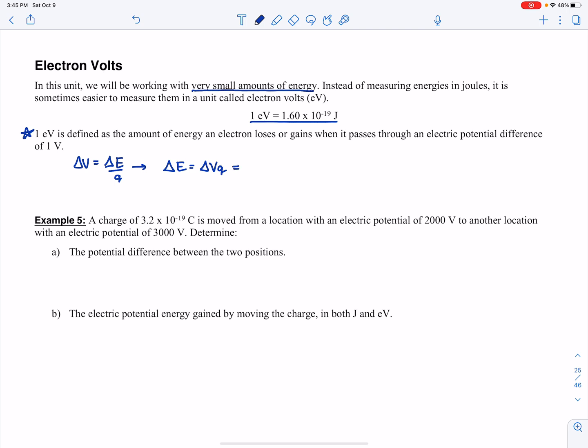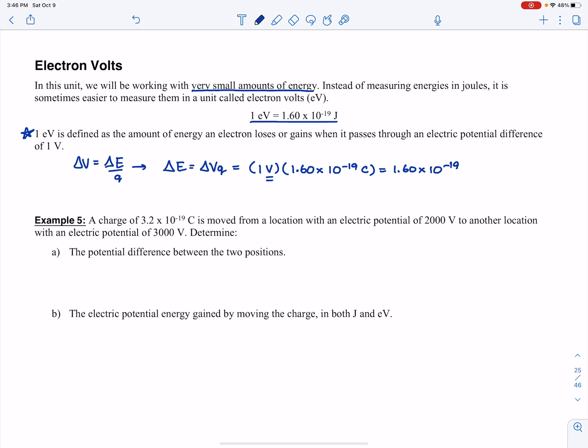If we go ahead and put in here 1 volt for the electric potential difference and the charge on an electron, which is 1.6 times 10 to the negative 19 coulombs for the charge, whatever this number is equal to, that has to be 1 electron volt, because that's how 1 electron volt is defined. So 1 times 1.6 times 10 to the negative 19 is just still 1.6 times 10 to the negative 19.